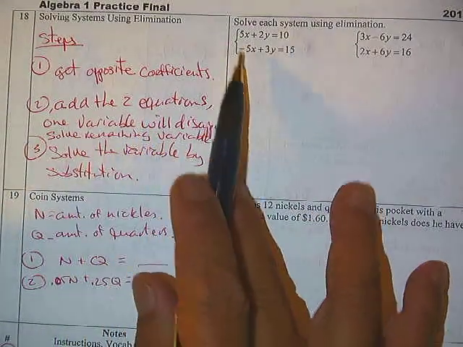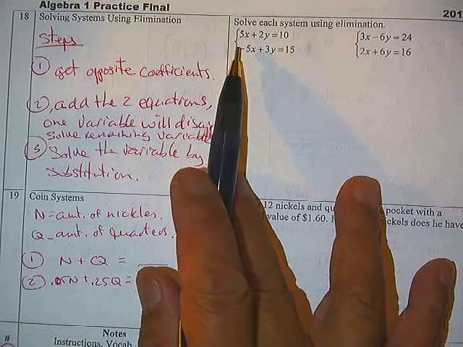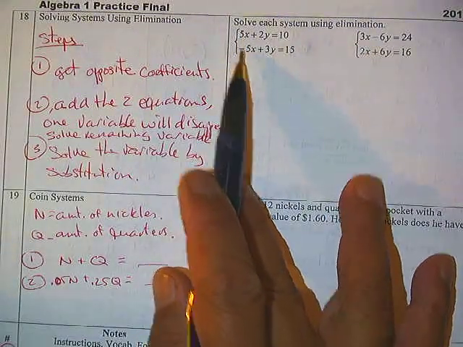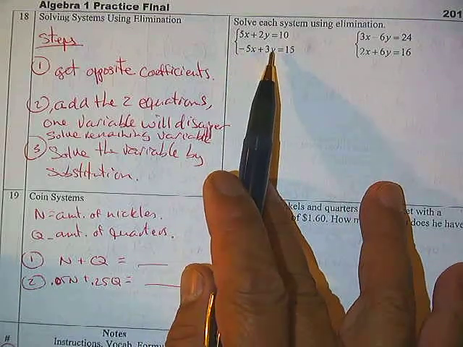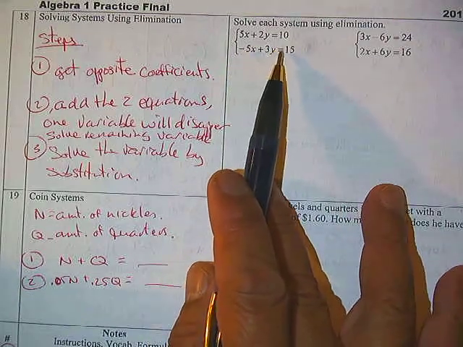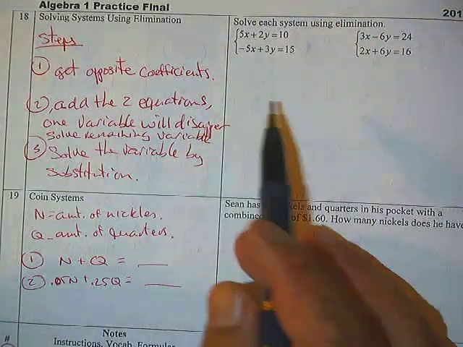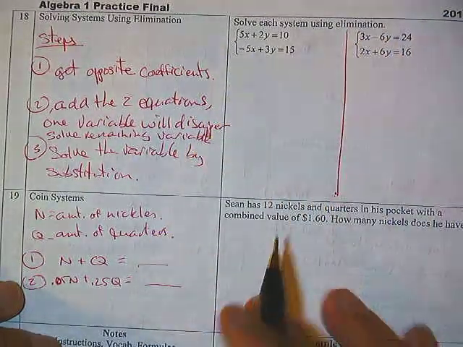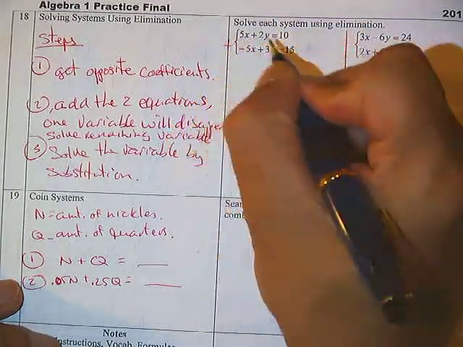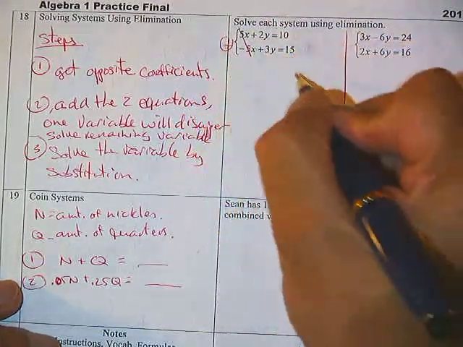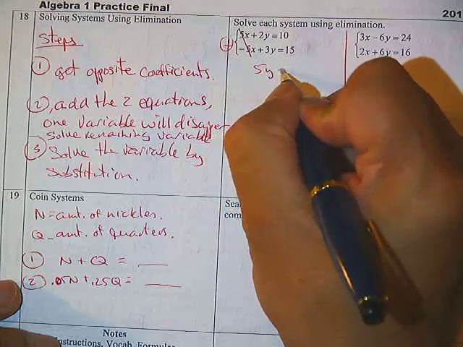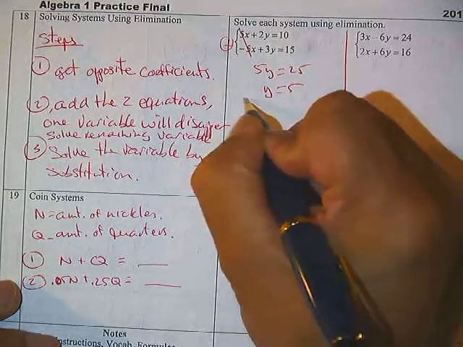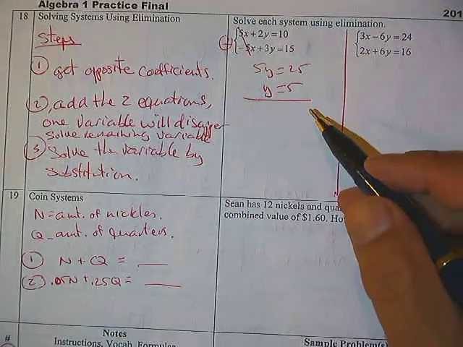So let's do 18. What does it say here? Solving systems by elimination. There are some steps you have to know. You have to get the coefficients to be opposites of each other. The coefficient is the number before the variable. And then you add the two equations. One variable will disappear because they're opposite numbers. So 5 minus 5, that's 0. So the x will disappear, and then you just solve for the y. Once you do that, you back substitute to solve for the x, the other variable.